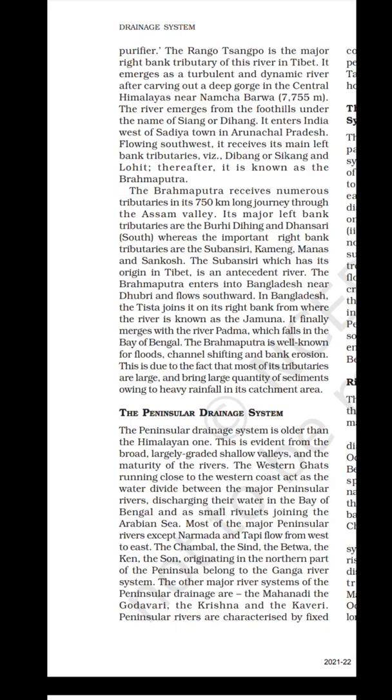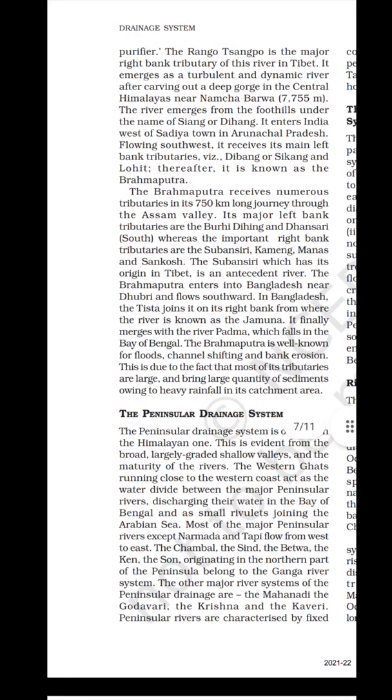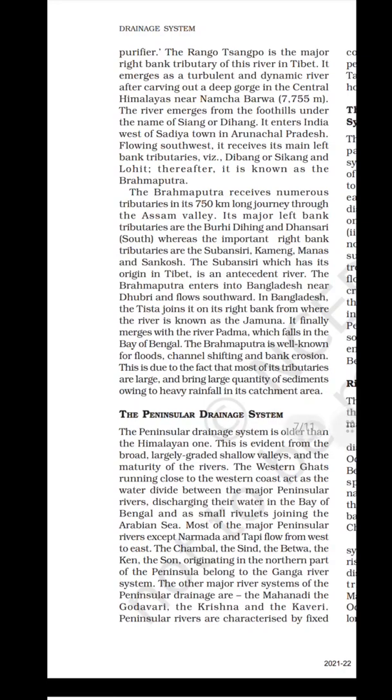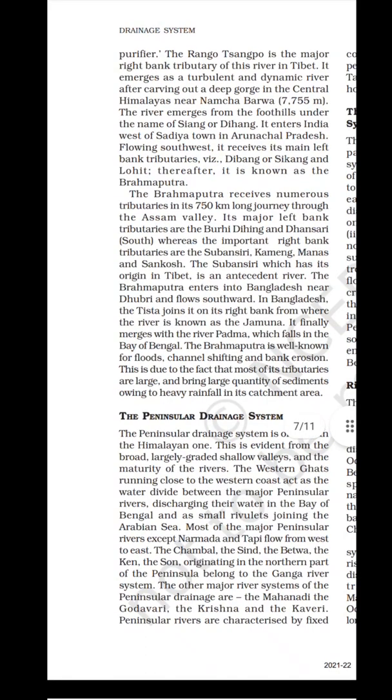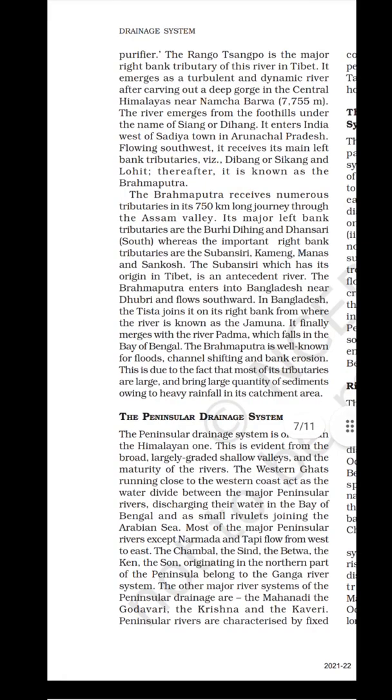In Bangladesh, the Tista joins it on its right bank, from where the river is known as the Jamuna. It finally merges with the river Padma, which falls in the Bay of Bengal. The Brahmaputra is well known for floods, channel shifting, and bank erosion. This is due to the fact that most of its tributaries are large and bring large quantities of sediments owing to heavy rainfall in its catchment area.